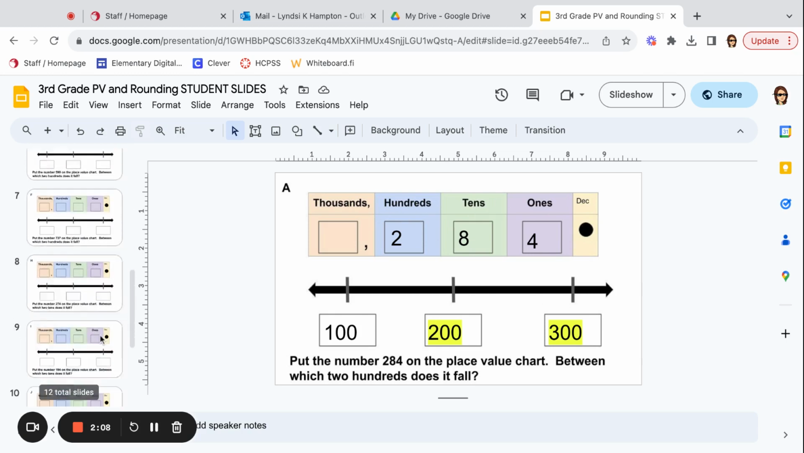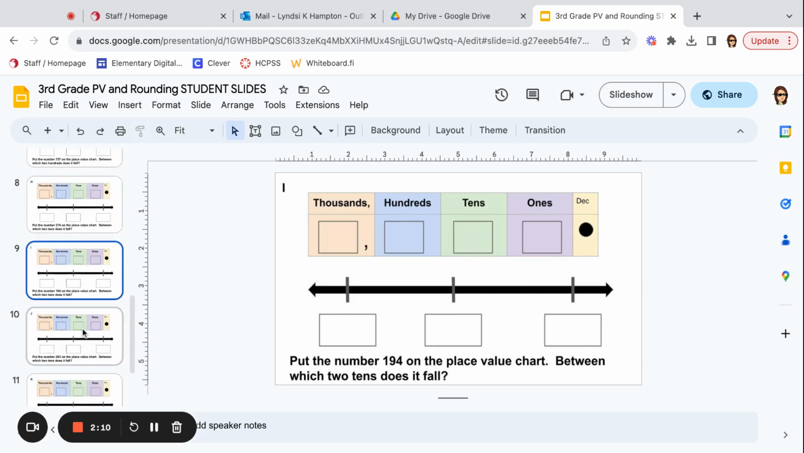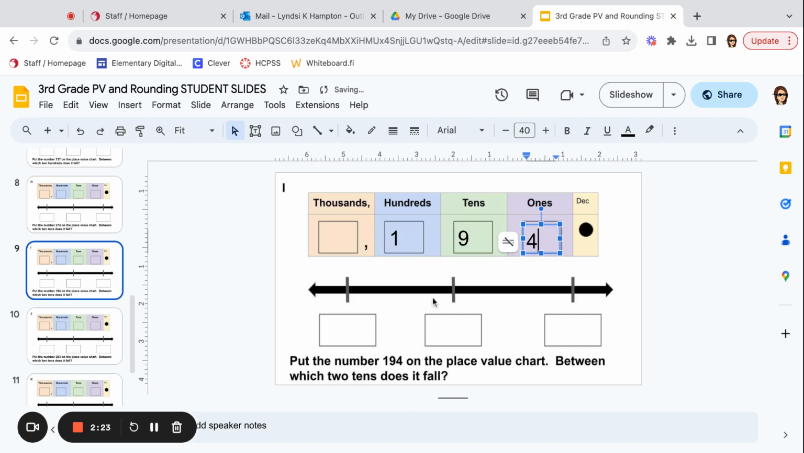You also might find that they might ask you about which two tens something falls. So we're going to use the same strategy. It says put the number 194 on the place value chart. So I'm going to put a 1 and then a 9 and then a 4. And in this case, they're asking about tens. So tens are here. So what I do is I put right in the middle. I got to keep my 100 there. I put my tens there. And then everything else, I'm going to make it into a 0.